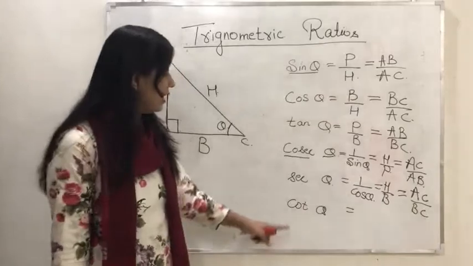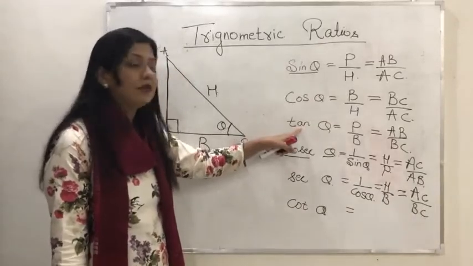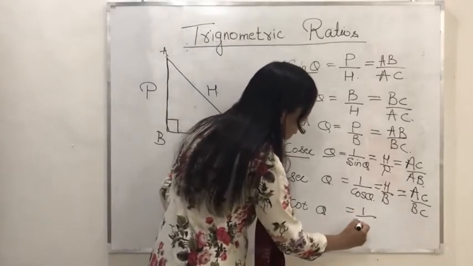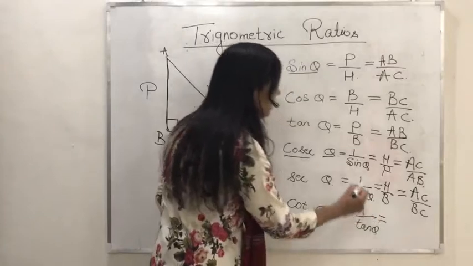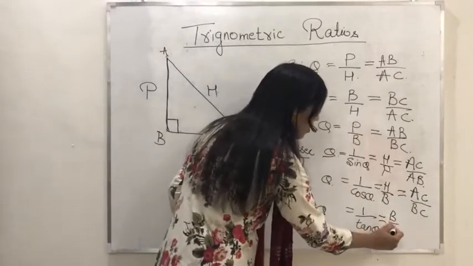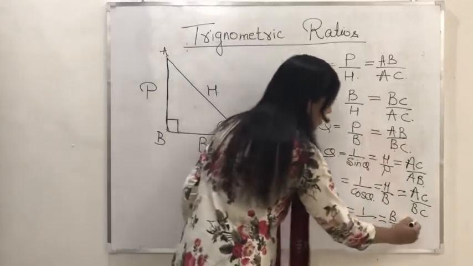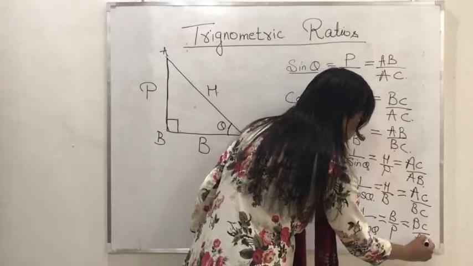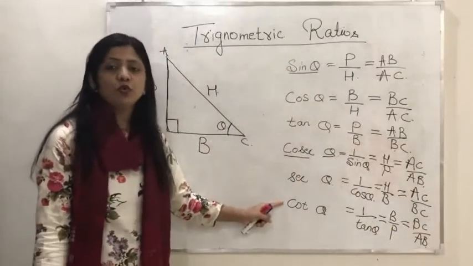And the last one is cot theta. Cot theta is just inverse of tan theta. So you will write cot theta as 1 upon tan theta. And your tan theta is perpendicular upon base. So it will be base upon perpendicular. That is BC upon AB. So these are the 6 trigonometric ratios.